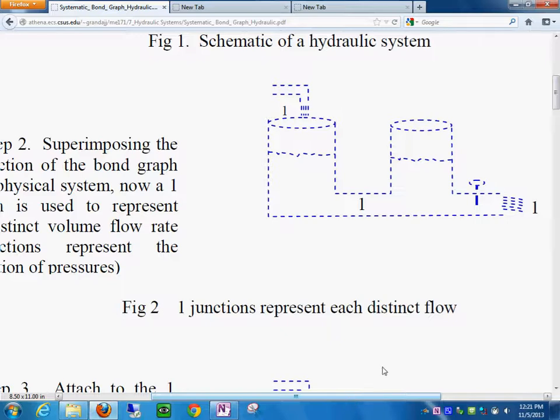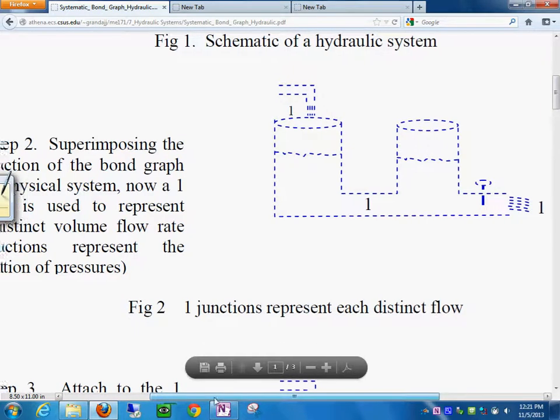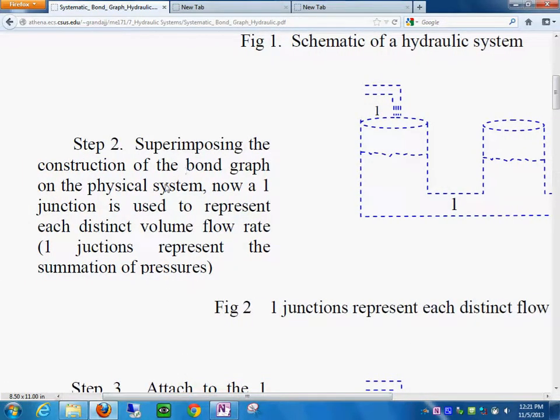So what I'm going to do is draw the actual bond graph model on top of the physical system, so that you can have a one-to-one relationship of the bond graph model and the elements and the components of the system. So you see in here, consistent with the procedure, the next step would be, as it's indicated in there, use a one junction to represent each distinct volume flow rate.